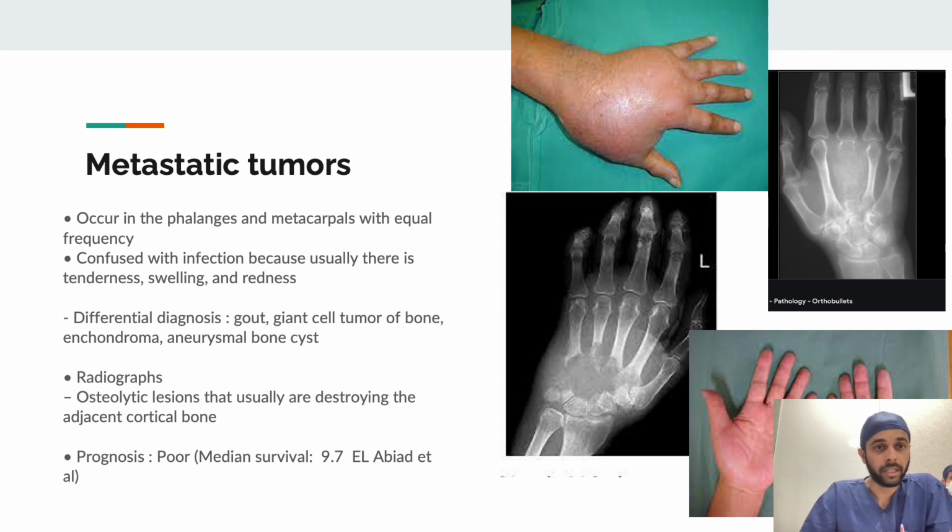You may get confused with differentials like gout, GCT of the bone, chondromas, and aneurysmal bone cysts, which are benign tumors. The radiograph clearly shows lytic, osteolytic lesions that usually are destroying the adjacent cortical bone. The survival rate is really poor, as the study by Abid et al., which I have quoted before too, clearly shows: just a mean survival of 9.7 months, so it usually has a bad prognosis.